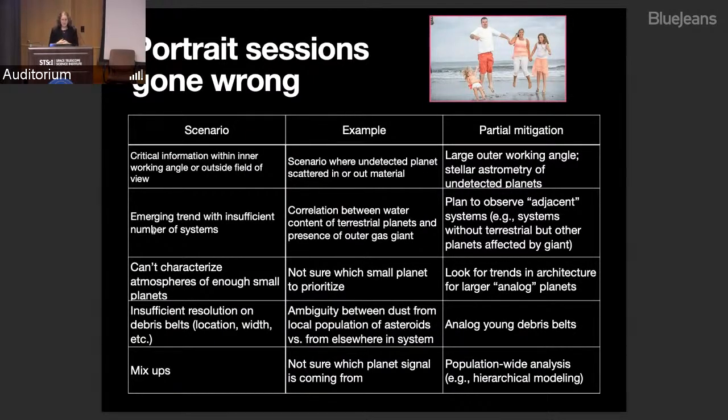Then a final scenario I thought of was mix-ups. So like we see a signal, but we're not sure which planet it's coming from. One way to mitigate this is to just have a big collection of planets and be able to do some population-wide analysis like hierarchical modeling, where our knowledge of the population is going to really inform our interpretation of individual planets. So this also speaks to having as large a sample as possible.